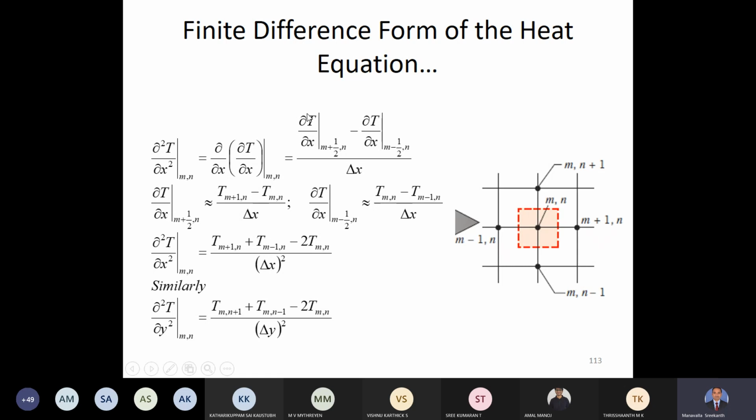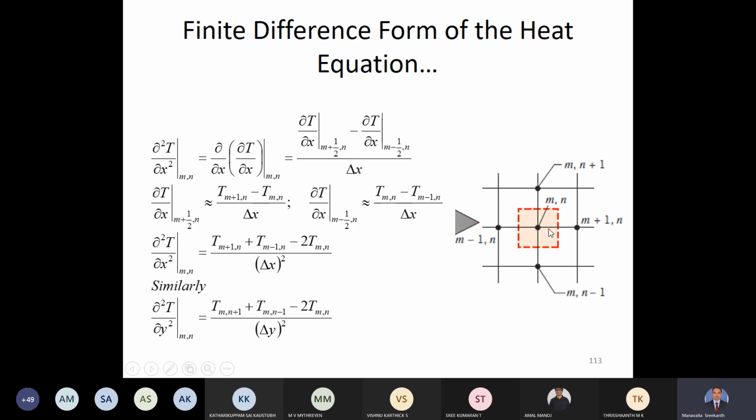Dou t by dou x is dou t by dou x at m plus half, n minus dou t by dou x at m minus half, n, divided by delta x. So if you rewrite dou t by dou x as t m plus 1, n minus t m, n by delta x, which we have seen earlier, and similarly this term in terms of this, and substitute in this equation, you will have dou square t by dou x square as t m plus 1, n plus t m minus 1, n minus 2 t m, n divided by delta x square. This is for dou square t by dou x square.